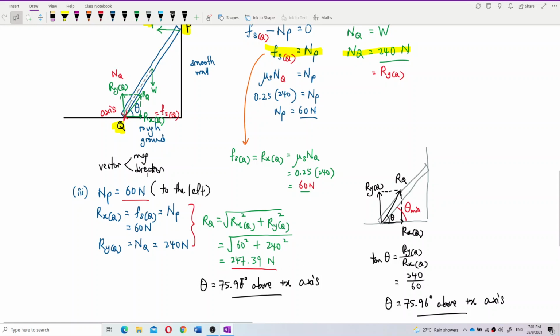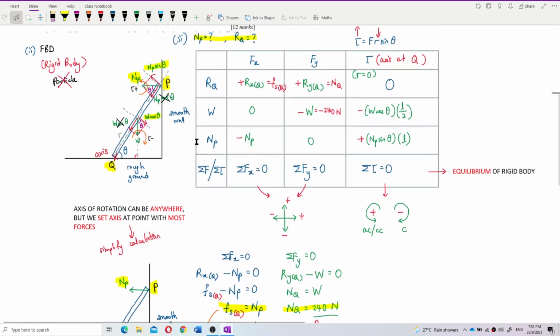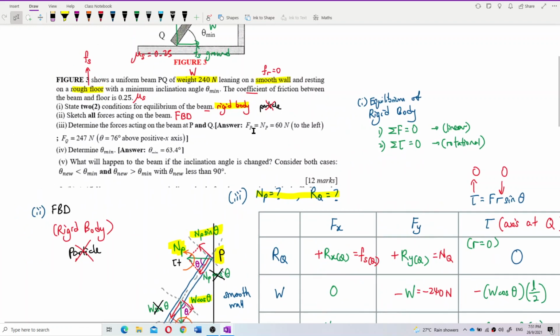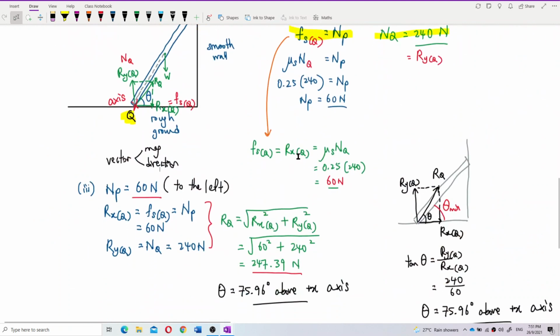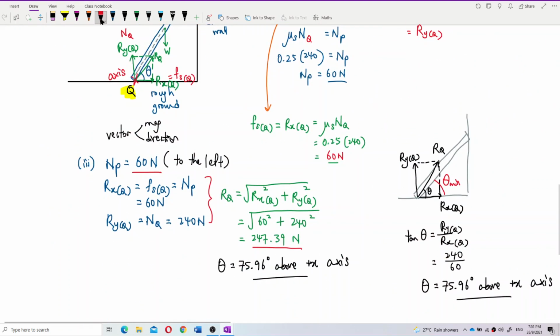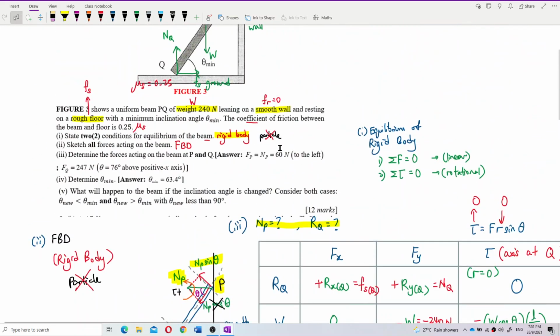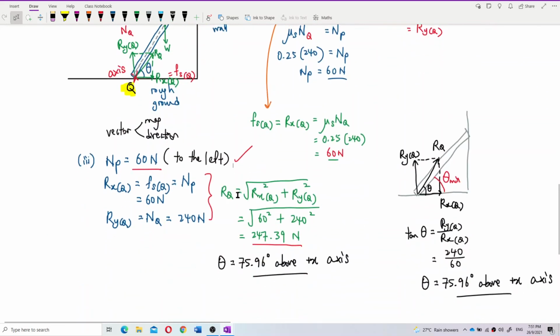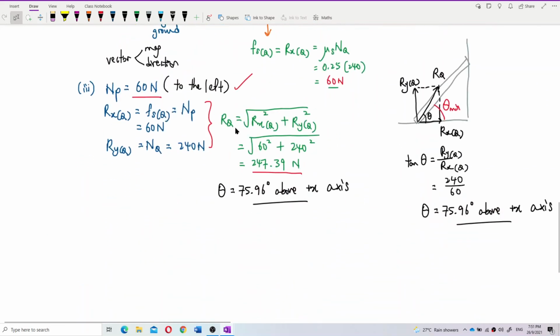Okay, that's the direction. So is it correct? Let's check the answer. Normal force for P is 60 Newton to the left. Is it correct? Yes, correct. And then what about the force on Q? Force on Q is 247 Newton. Is it correct? Yes, RQ is 247 Newton.